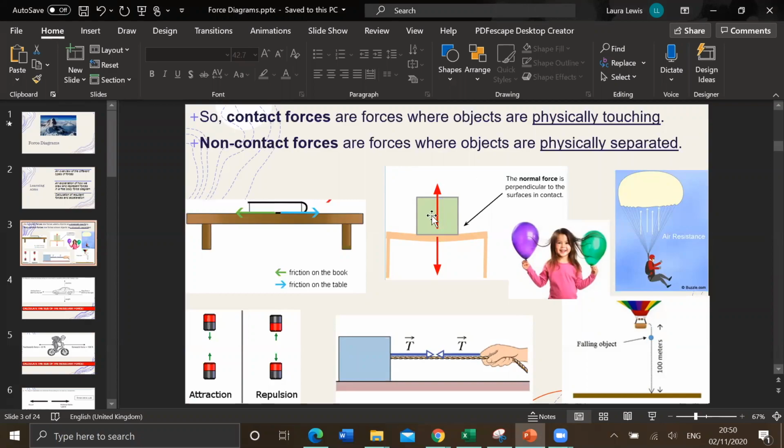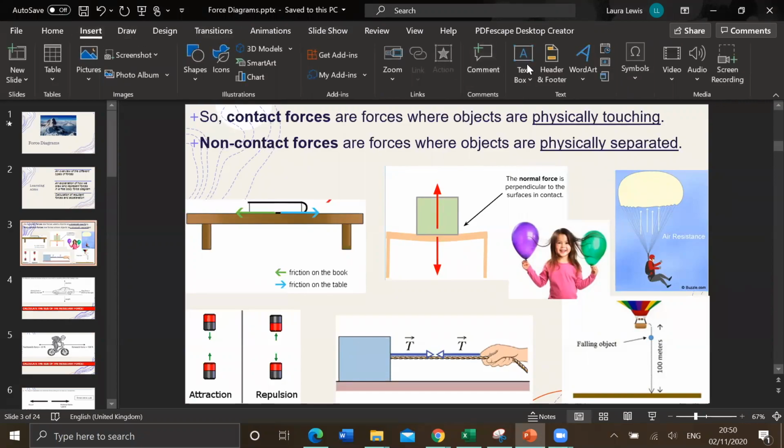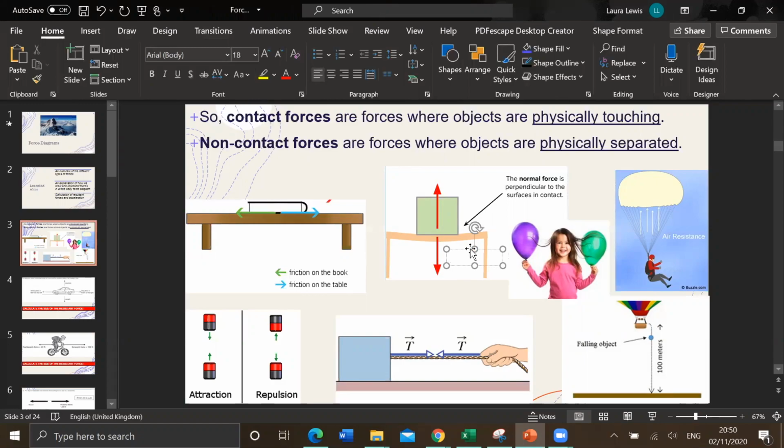So let's look at a block on a table. So you've got a normal force, which is perpendicular to the surface, so at right angles to the surface in contact. So you've got a normal force. And this force, let's write that in. Okay, let's go through this together. We have to think about what it is before I write it in. Quick think. Pause the video if you want to have a think.